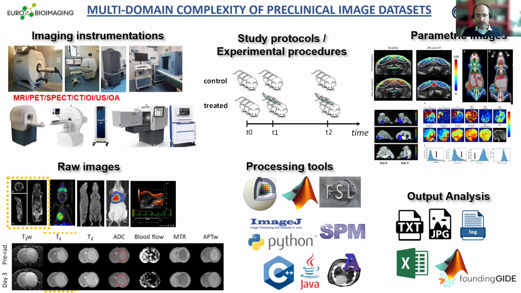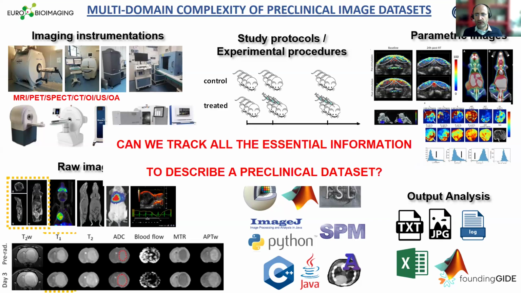And when you start doing some processing, you can also exploit different types of processing tools, obtaining different parametric images, again, keeping different types of information and obtaining different types of output following the analysis. So one of the main difficulties and complexities is how we can track all the essential information that we might need to describe a preclinical data set.